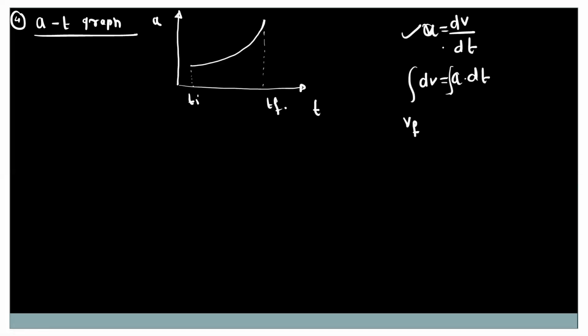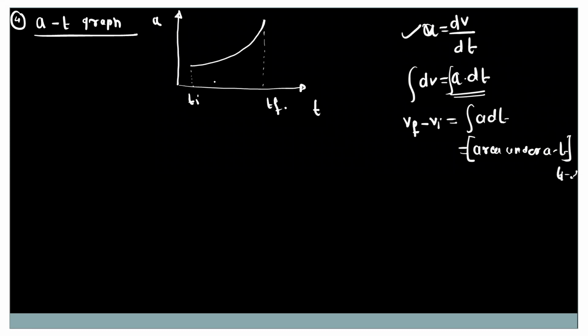So from the acceleration, we can find out the velocity, as acceleration is equal to dv by dt. So if you integrate this dv, we will get v final minus v initial. If you put the limit initial time and final time, this integration a dt will become the area under the a-t graph from time ti to tf.